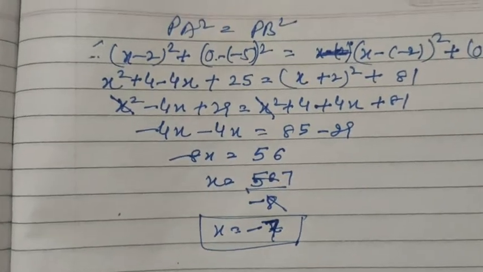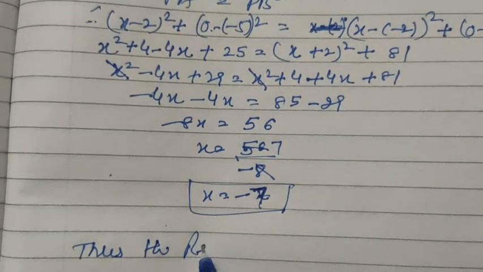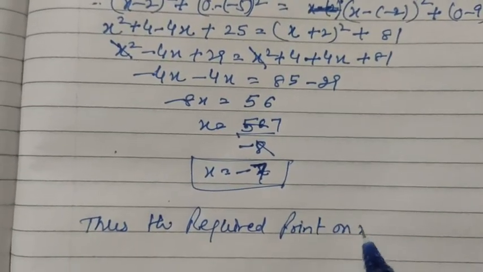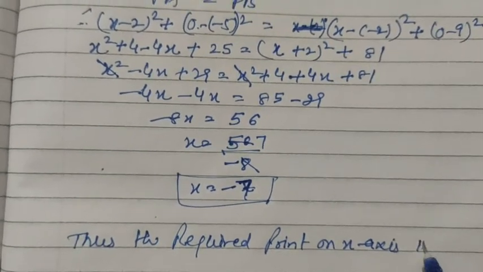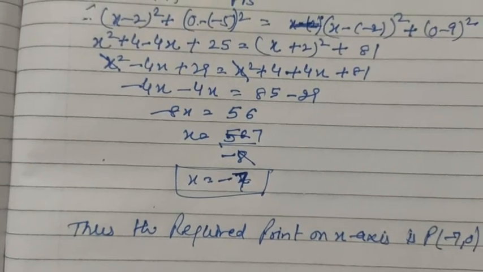So the required point on x-axis is P (-7, 0). This is all about question number 7. So pause the video and note it down.